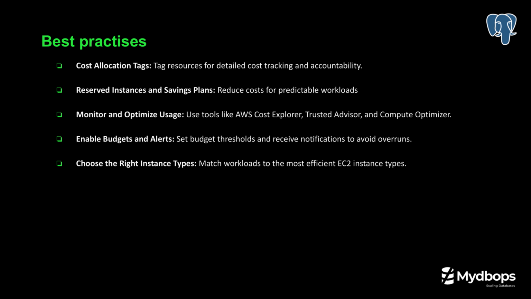We can tag particular resources for detailed cost tracking and accountability. Then we can leverage reserve instances. We saw what great difference in pricing model and how reserve instances are more cost effective than the on demand ones. So we can definitely move to reserve instances more. Then we can use tools like AWS Cost Explorer, Trusted Advisor, and Compute Optimizer to analyze where the cost is going and plan accordingly.